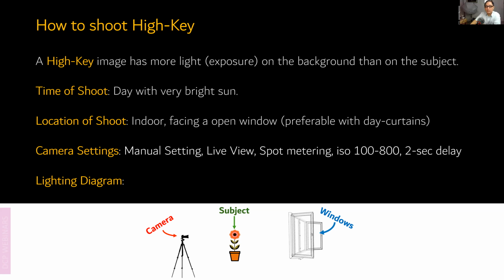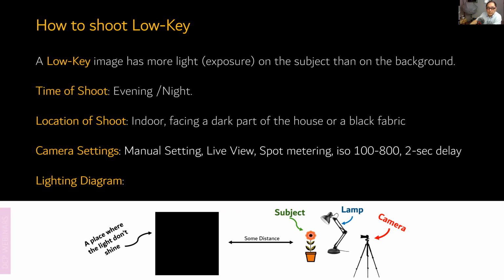So the low key, I say again, image has more light or exposure onto the subject than onto the background. It's the opposite. And we shoot it in the evening at night. The location of the shoot, indoor, facing a dark part of the house, or a black fabric. Same thing, manual setting, meaning that the aperture, the ISO, and the shutter speed are set manually, but you can still go on autofocus if you want.